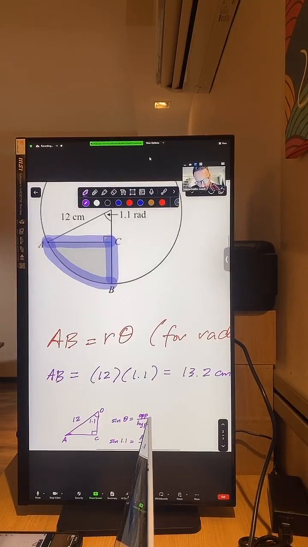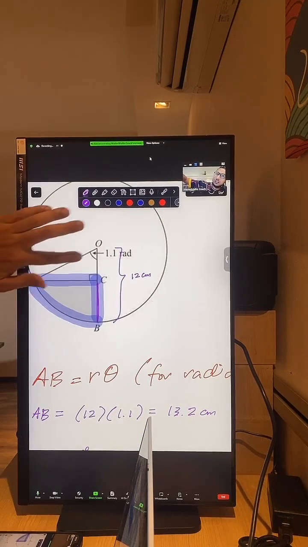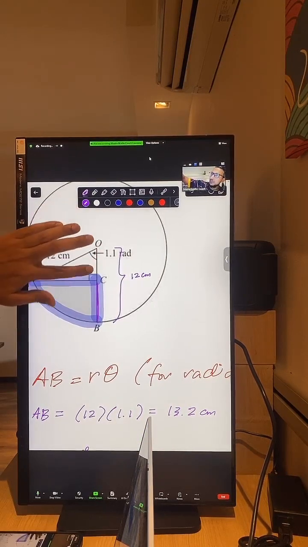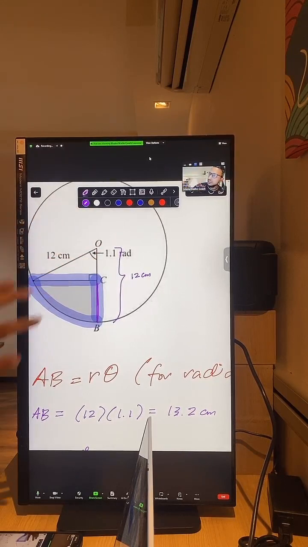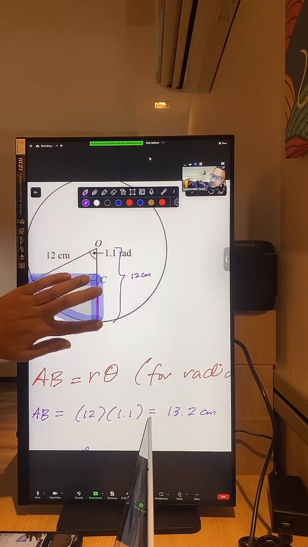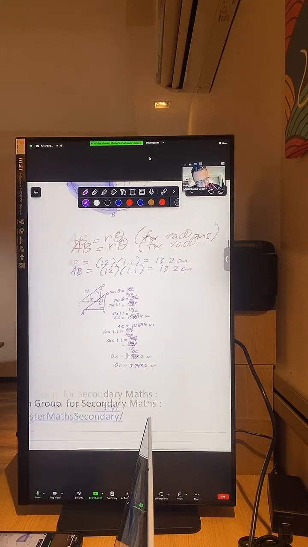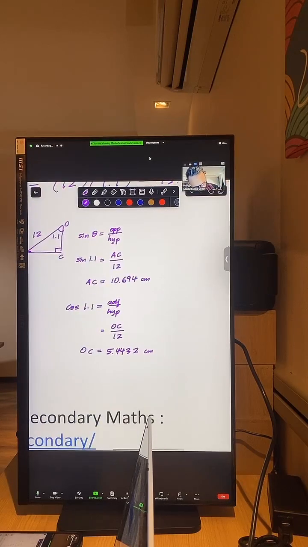Now we want to find CB. To find CB, I need to take the whole thing, which is 12 cm. I hope you all can see why it's 12 cm, because this thing is 12 cm. So if this thing is 12 cm, this thing will also be 12 cm. Alright? So CB equals 12 minus 5.4432.